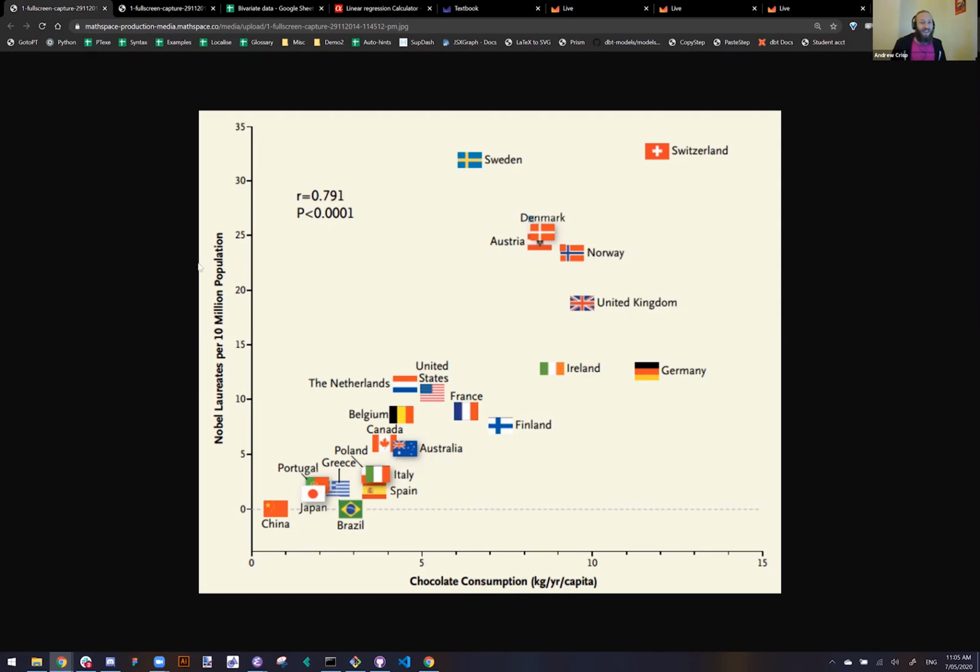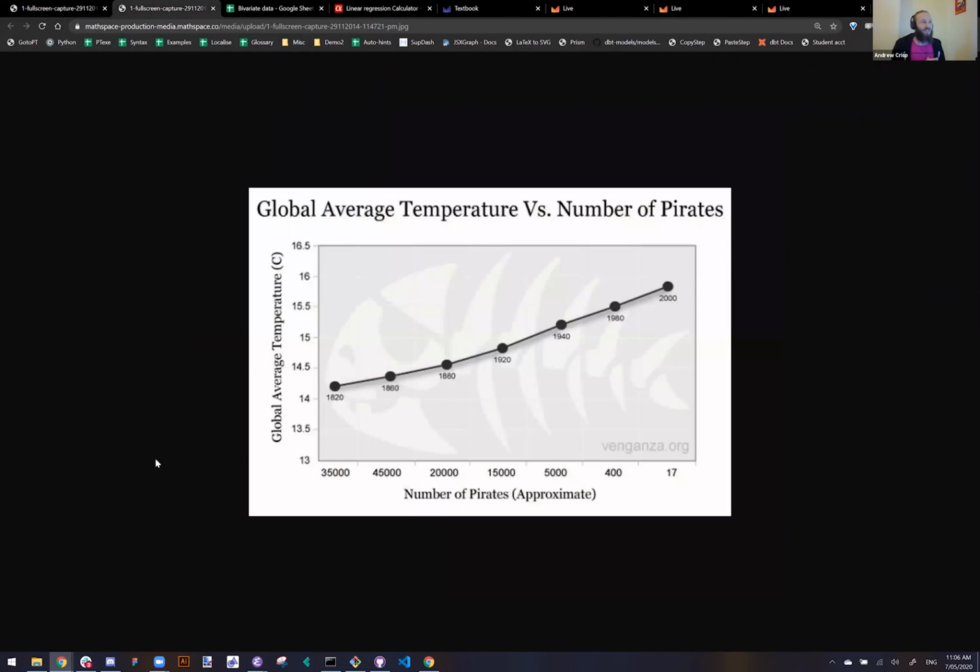However, does it mean that eating more chocolate helps you win Nobel Prizes? If only. Just because we can put a line through something and show that two variables are related doesn't mean that one thing causes another.